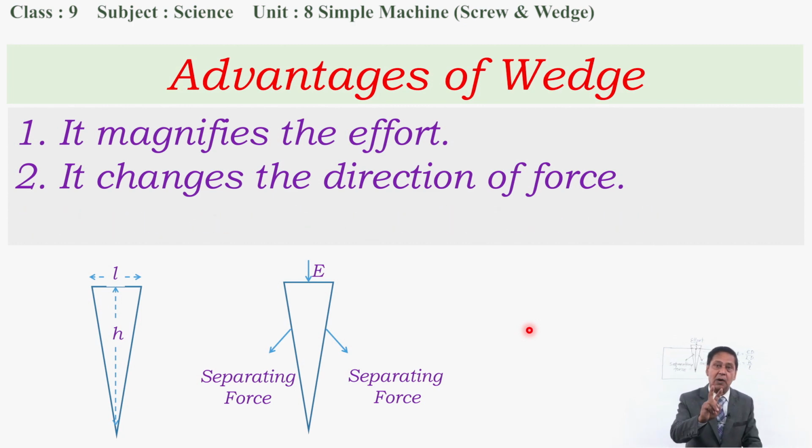We can get only two advantages of simple machine by this wedge. What are they? It magnifies the effort and it changes the direction of force.